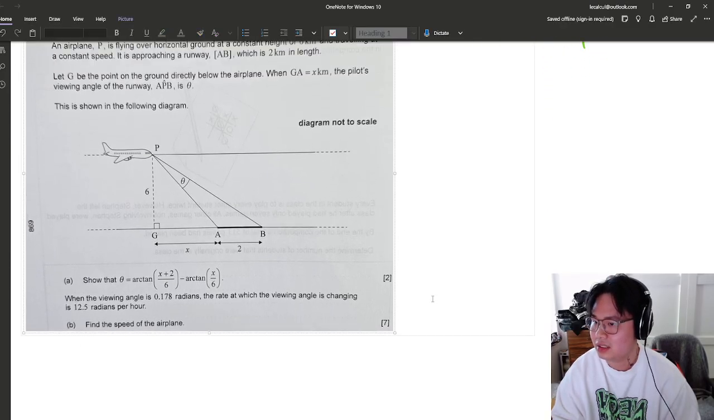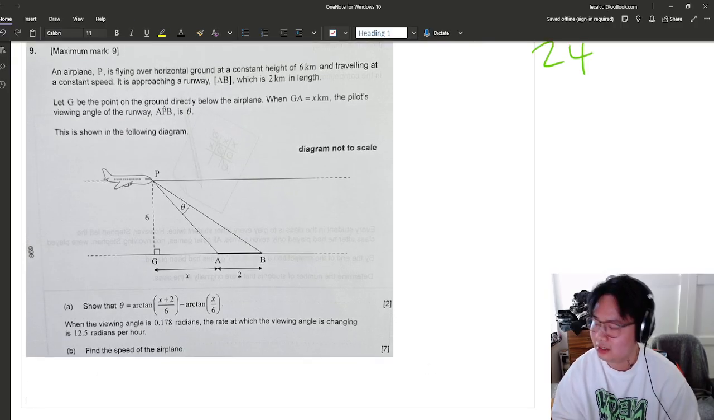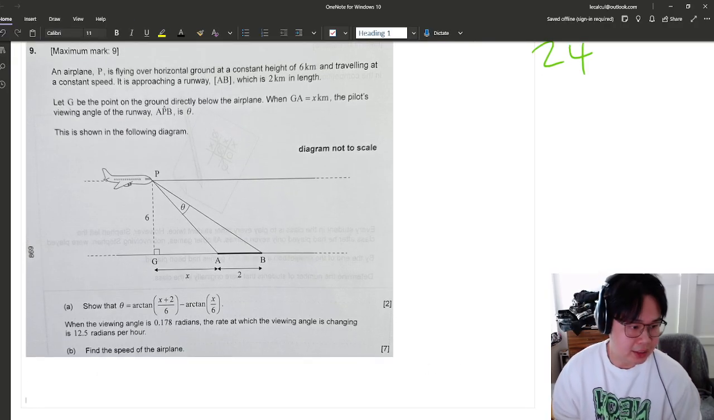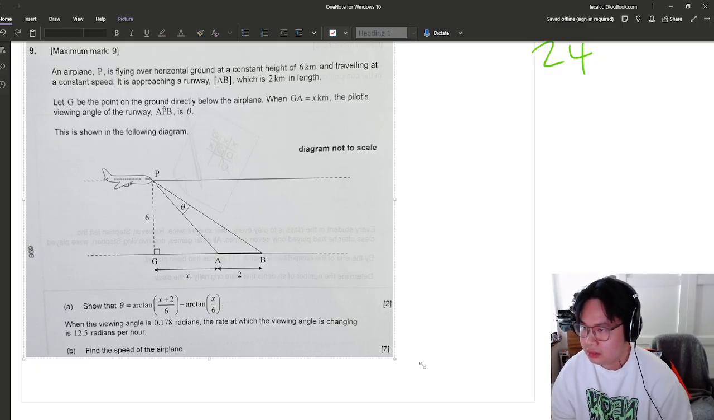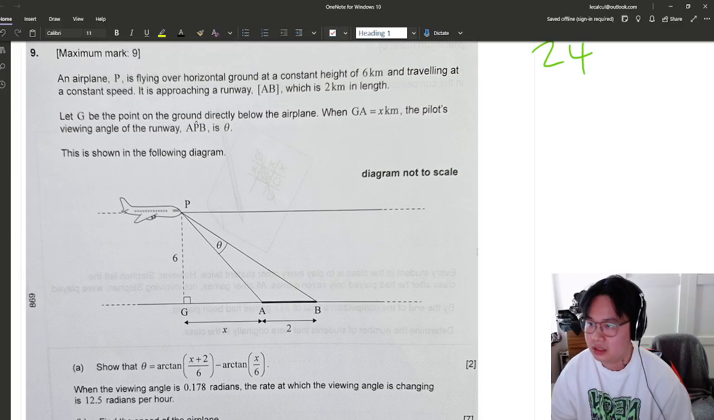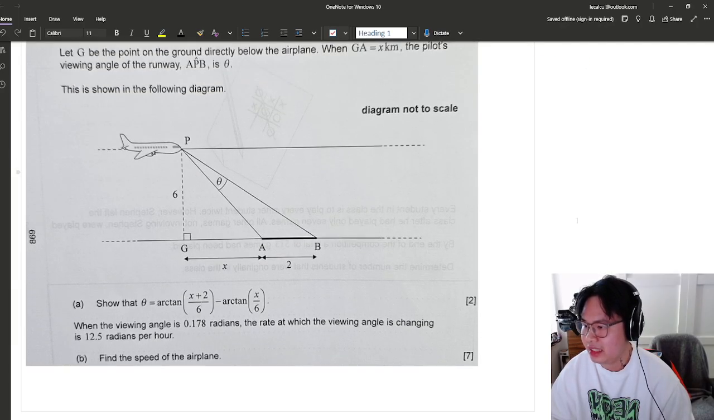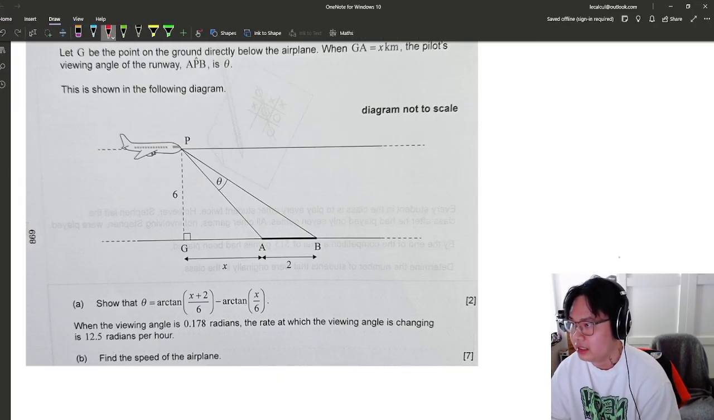Okay, this is question 9. We've reached the long answer. No, we haven't. Oh my god, okay. We have plane P, constant height going this way, F6, approaching this runway. Show that this angle is this one minus that one. Okay, easy enough to do.